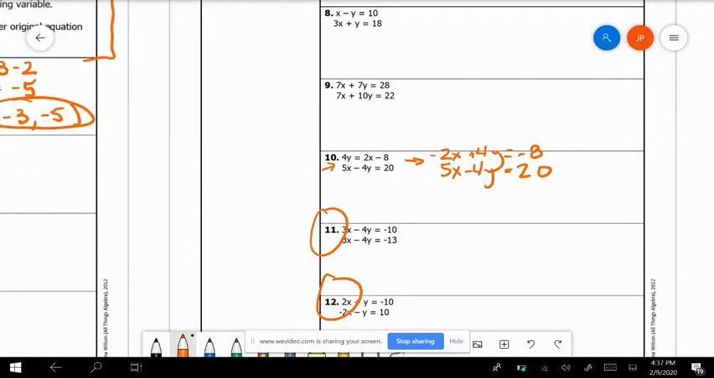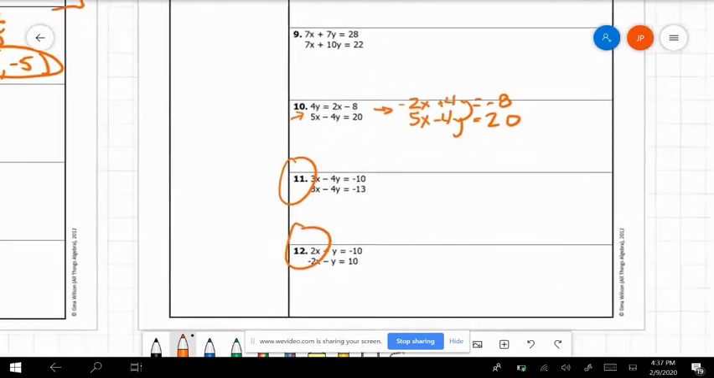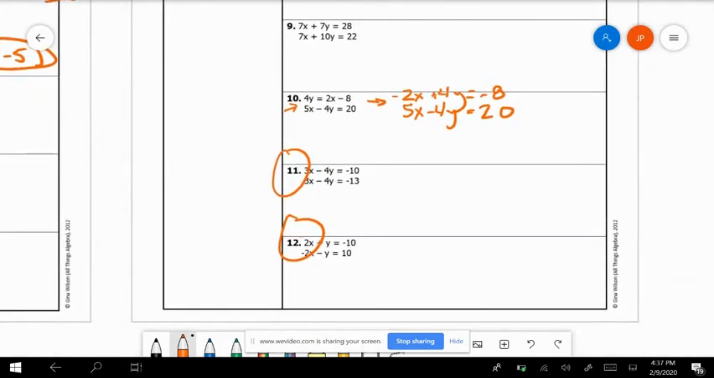And now I've actually got something that I can subtract from each other. So like I said, I'm not going to finish that one with you. I just wanted to show you one that I needed to rearrange some stuff for, but I do want to do 11 and 12 with you. Both of those are nicely set up in that I don't really have to move anything around. I got some matching coefficients.